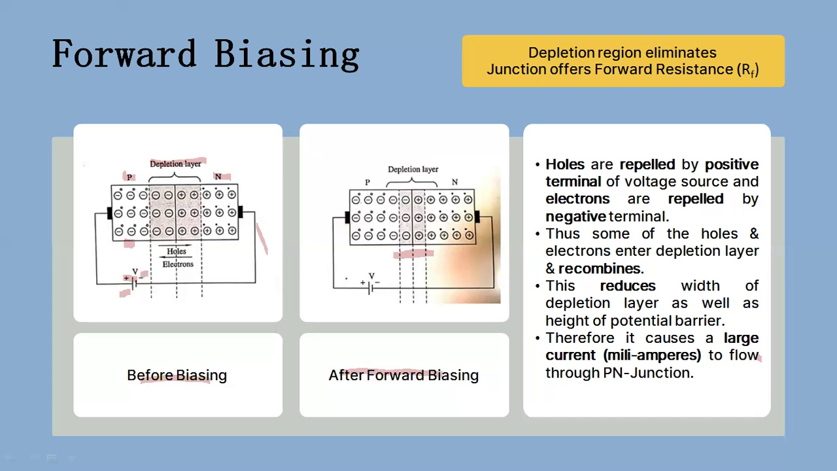And because of this, a large amount of current can easily flow whenever we are connecting our PN junction diode in forward bias. After a certain amount of voltage, we can also say that the depletion layer will be completely eliminated and it will allow a huge current to flow through it. This was about your forward biasing.